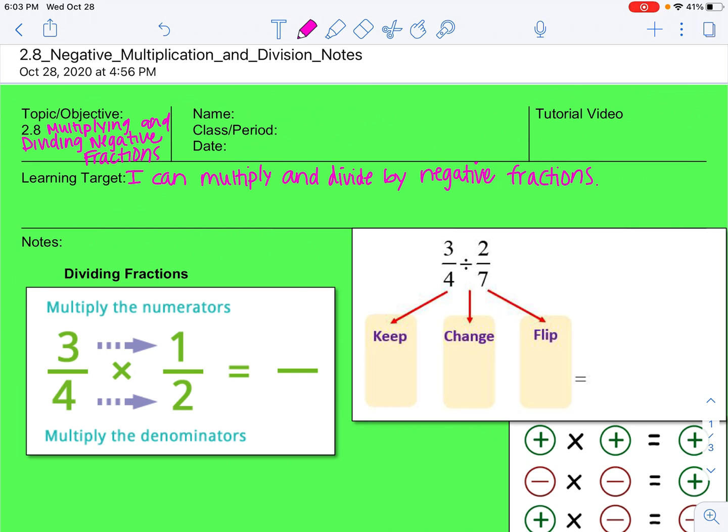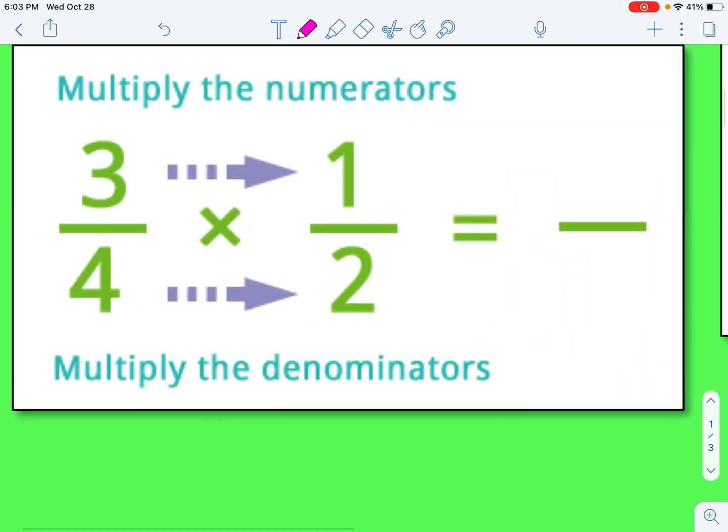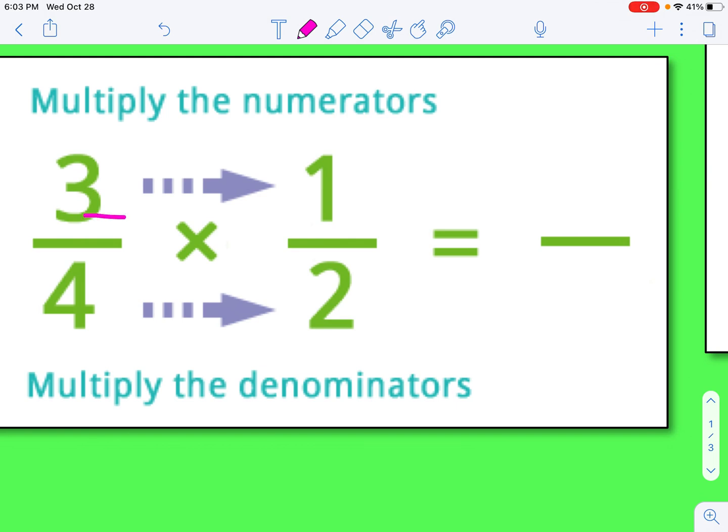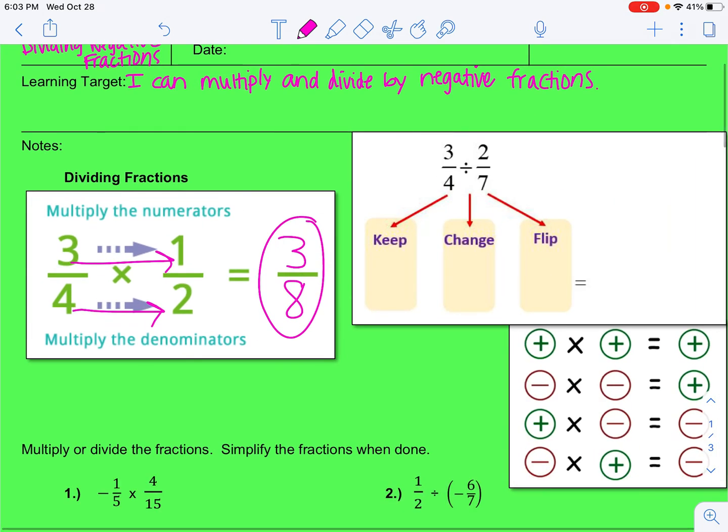Today we are talking about lesson 2.8, which is all about multiplying and dividing negative fractions. So our learning target is I can multiply and divide by negative fractions. Just a review on dividing and multiplying fractions. When we multiply fractions, we are multiplying straight across. 3 times 1 is 3, 4 times 2 is 8. So our answer would be 3/8.